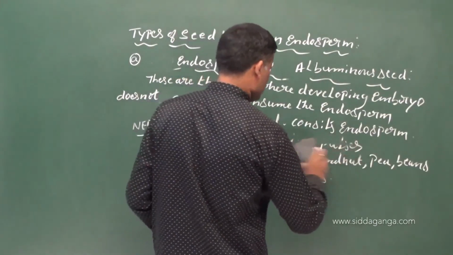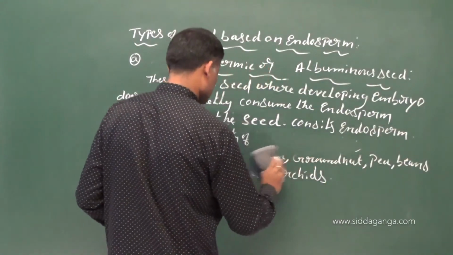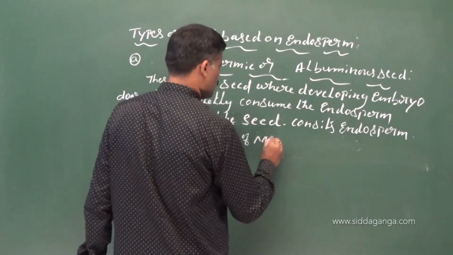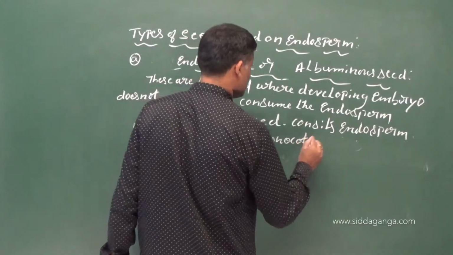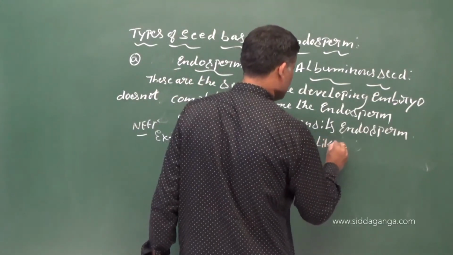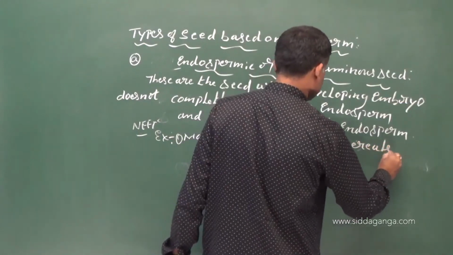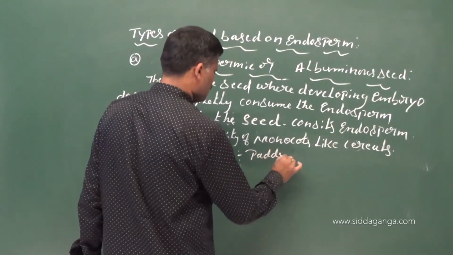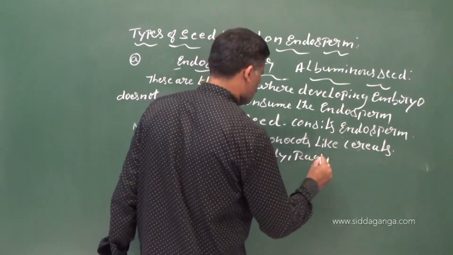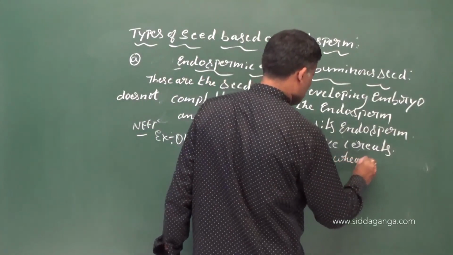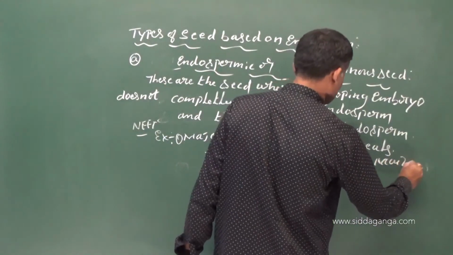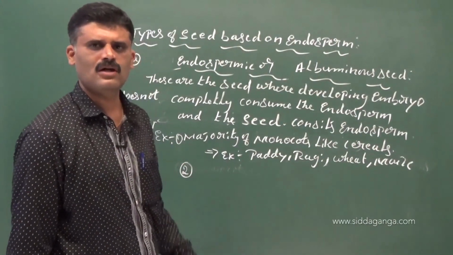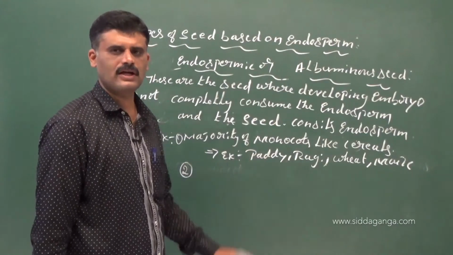Majority of monocots, like cereals, okay, example paddy, ragi, wheat, maize.